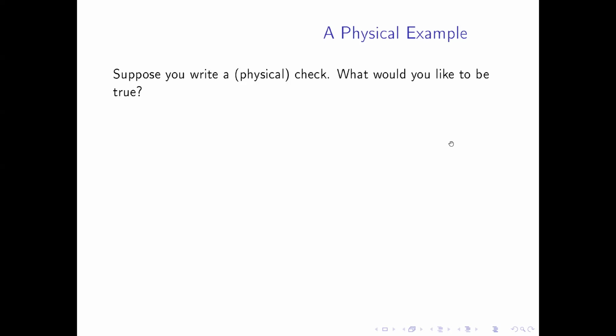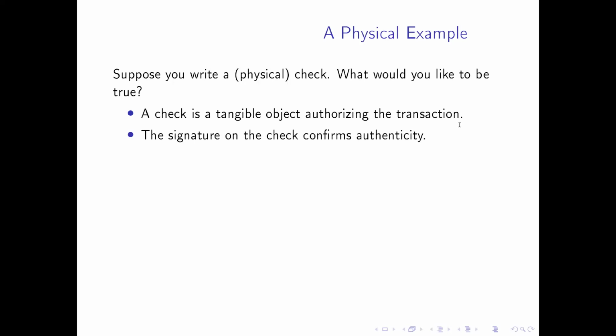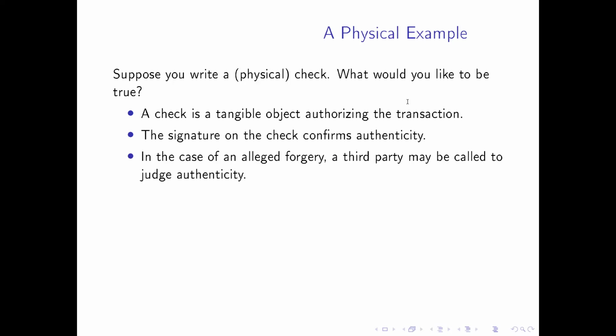And so when you have a check, there's a couple things. One, a check is a tangible object. It's a physical object, similar to a dollar bill, that authorizes the transaction. It has a signature that confirms the authenticity. So my signature is what confirmed it. And if there is a case of alleged forgery, a third party would be brought in to look at my signature compared to the signature on the actual thing.